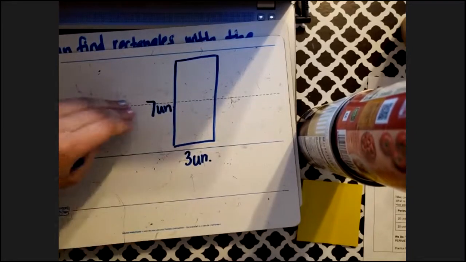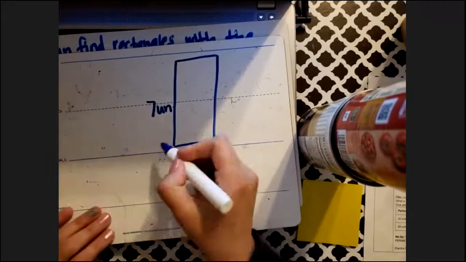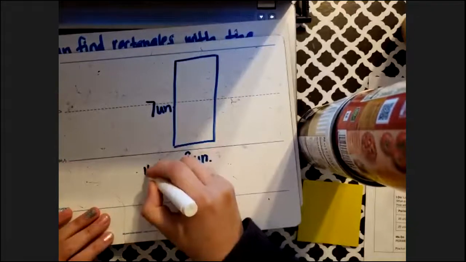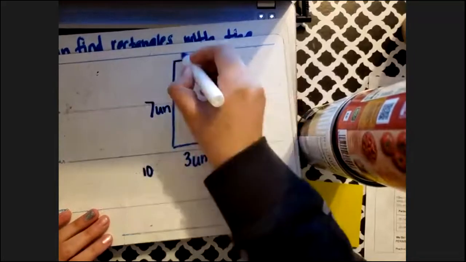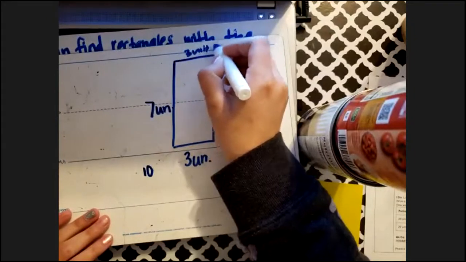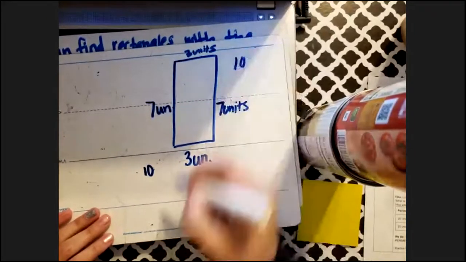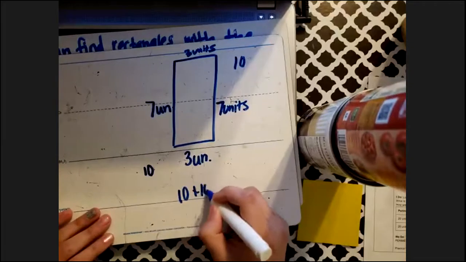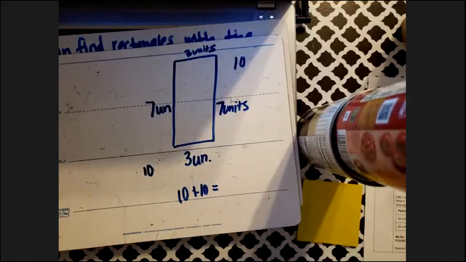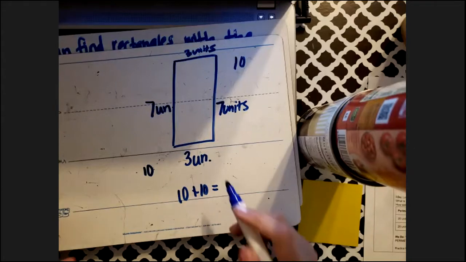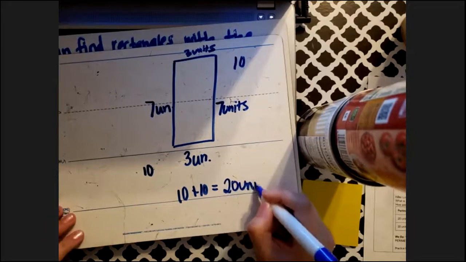So if I do 7 and 3, we already know that's 10. Then over here, this is also going to be 7 units. This is also going to be 3 units. So we already know that's going to be 10. So we have 10 plus 10 equals... You can unmute and tell us. Say it out loud. What's 10 plus 10? 10 plus 10 equals 20. 20 units.